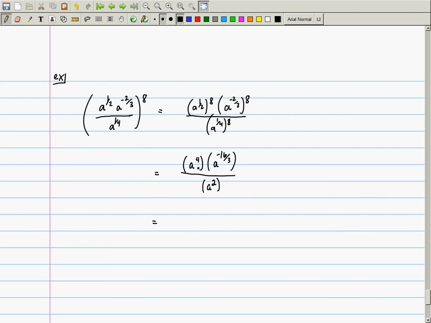Right, they can cancel, so that we'll get a to the 2, I'll write it like this, 4 minus 2 and then minus 16 over 3. Right, that will be the new exponent. Okay, now we need to carry out this subtraction. So this will be a to the 2 minus 16 over 3. So 2 is 6 over 3, so this is equal to a to the 6 over 3 minus 16 over 3.